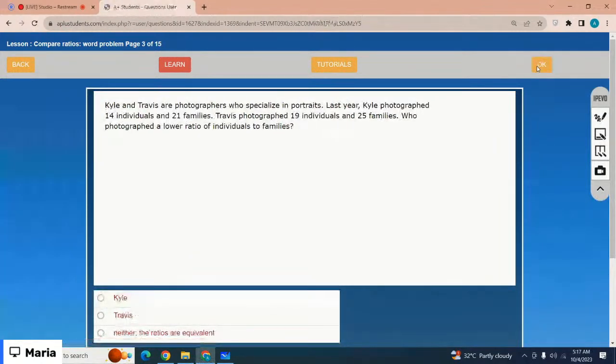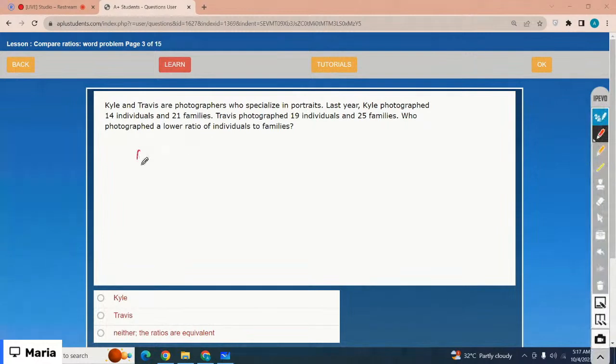Okay, Kale and Travis are photographers who specialize in portraits. Last year, Kale photographed 14 individuals and 21 families, and Travis photographed 19 individuals and 25 families. Who photographed a lower ratio of individuals to families? So, which is the correct option?